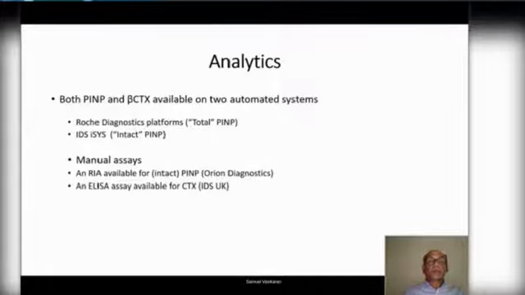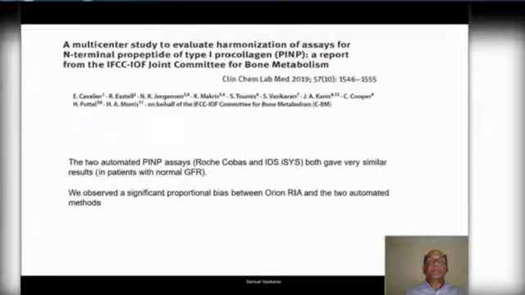There are also manual assays. For P1NP, there's an RIA, Orion Diagnostics, and that's FDA approved in the USA. And then ELISA is available for CTX. The CTX assays on the two automated platforms use the same standard, so they are similar in what they recognize. However, I'll show you they, in fact, do not give similar results.